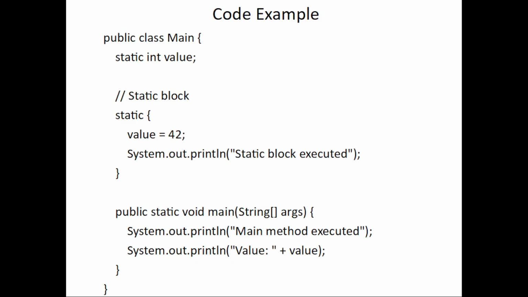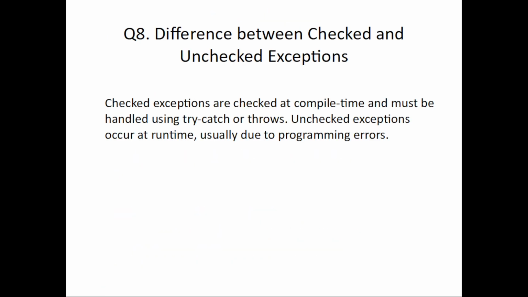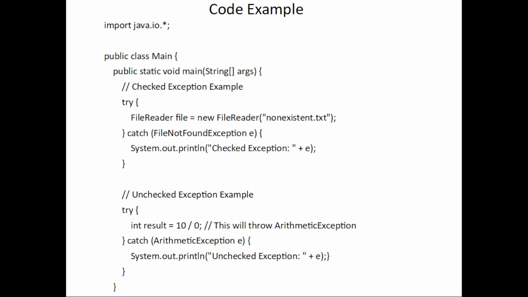Let's see the next question. Difference between checked and unchecked exceptions. Checked exceptions are checked at compile time and must be handled using try catch or throws, and unchecked exceptions occur at runtime because of programming errors. In this example, FileNotFoundException is a checked exception. You have to handle it using try catch or declare it using throws, and ArithmeticException is an unchecked exception. Here it compiles fine but fails at runtime.